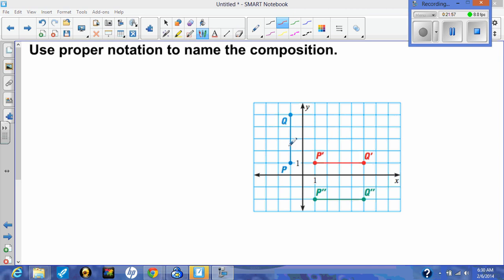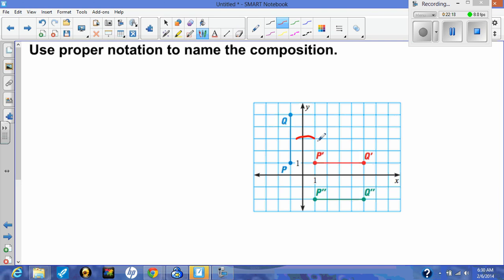It's not a reflection either, because if I reflect across the Y line or any Y line, it would still be vertical. If I reflect across the X line, it would still be vertical. They both would be vertical. Since it switched, this has to be a rotation. So from here to here appears to be a rotation of 90 degrees. Okay, so we have a rotation of 90 degrees.